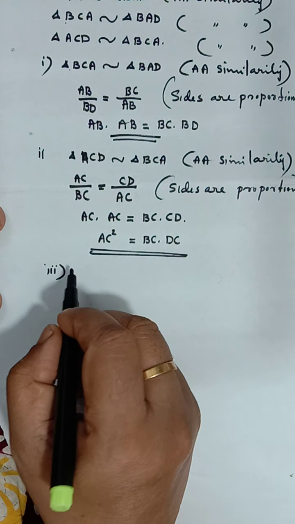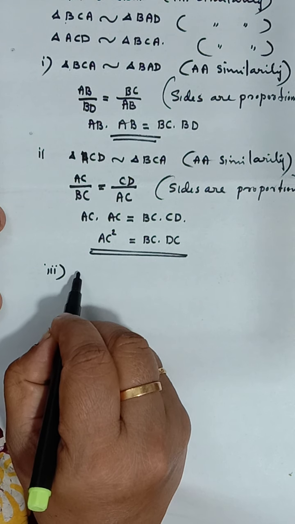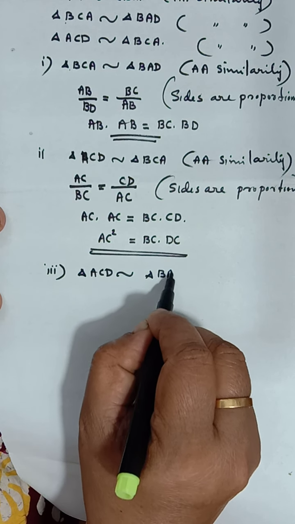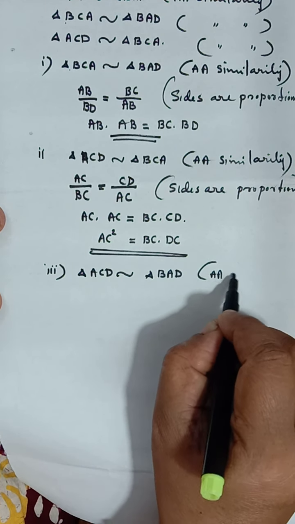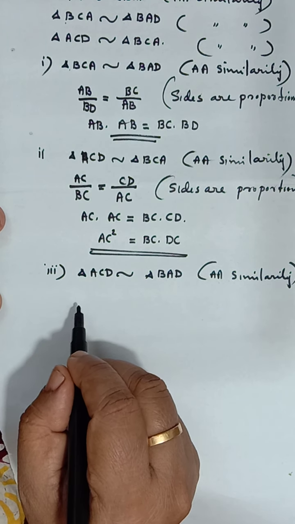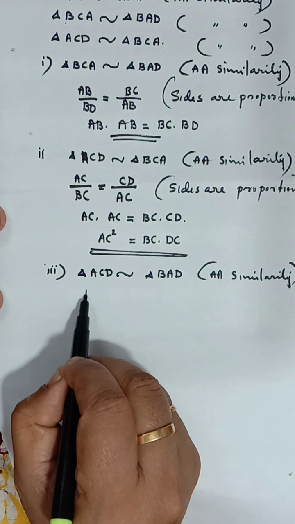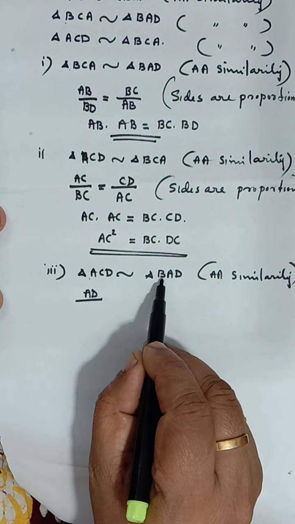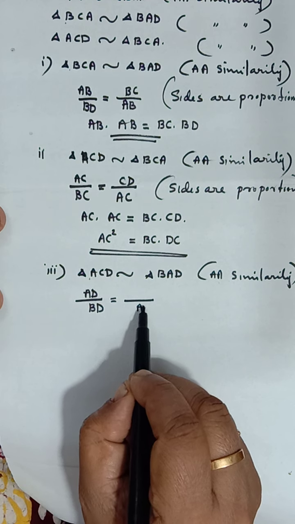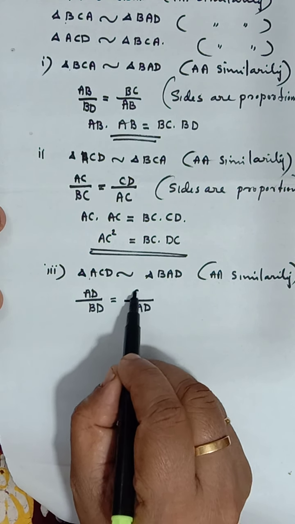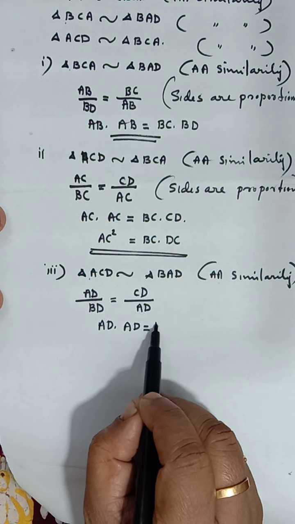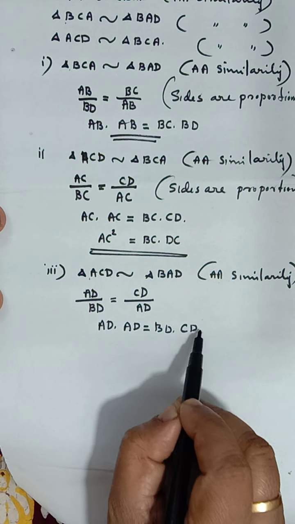Let us write 3. Triangle ACD similar to triangle BAD. We will write it as AA similarity. Therefore, for AD square, we will write AD by BD equal to, to get AD square we need it in the denominator, that is your AD. Here it will be CD. Cross multiply. AD into AD is equal to BD into CD.